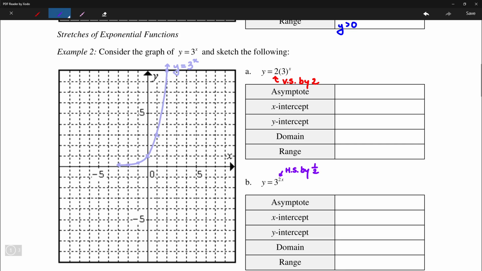Okay. So in the first case, the y values will simply be doubled. So instead of 0, 1, we'll have 0, 2. Instead of 1, 3, we'll have 1, 6, and so forth. So the graph is going to be steeper than it was before. So it's going to look something like this.